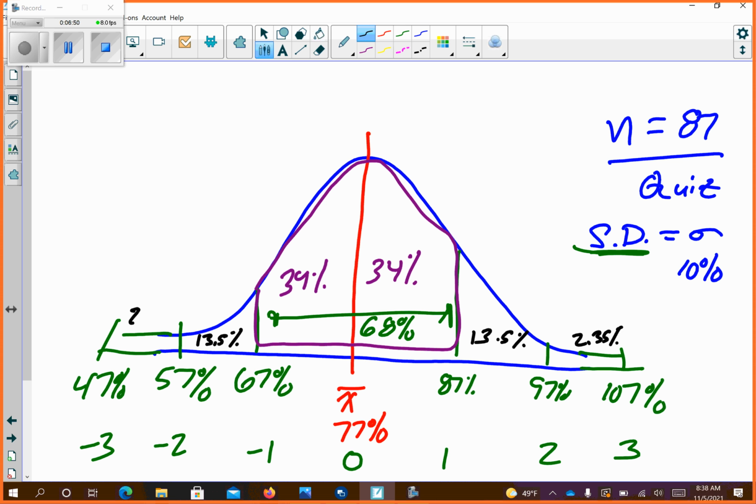And this is 2.35%. So things that you should notice about it is a normal distribution curve has symmetry about the mean and the symmetry about the median. And again, you want your normal distribution to have the mean and median to be basically the same thing. Okay, does that make sense so far?